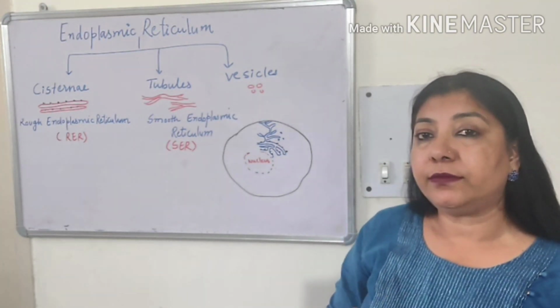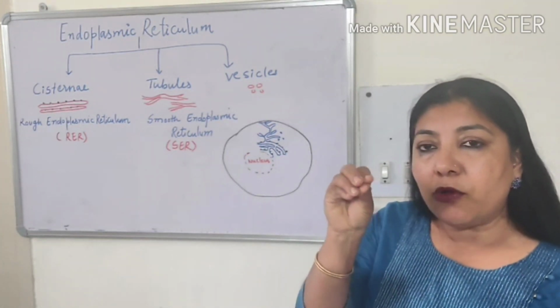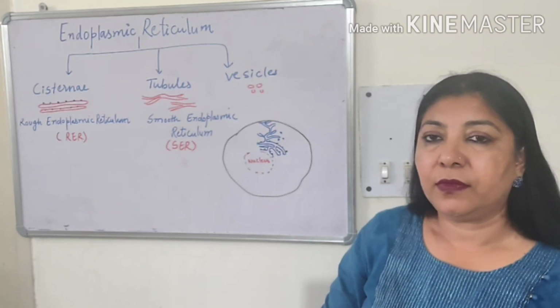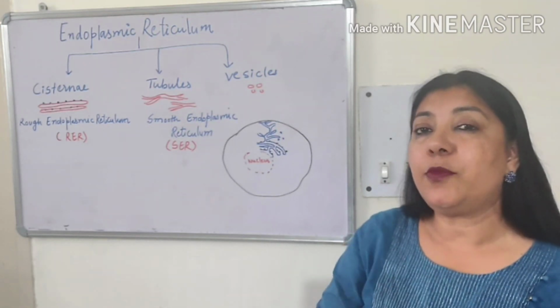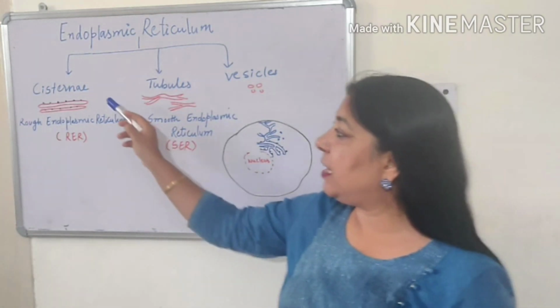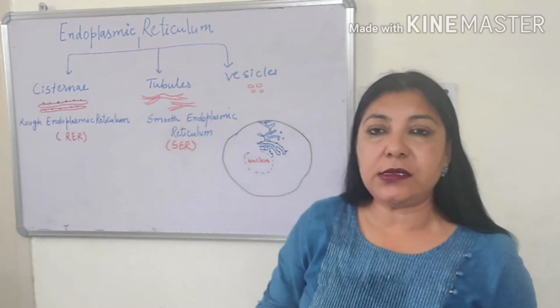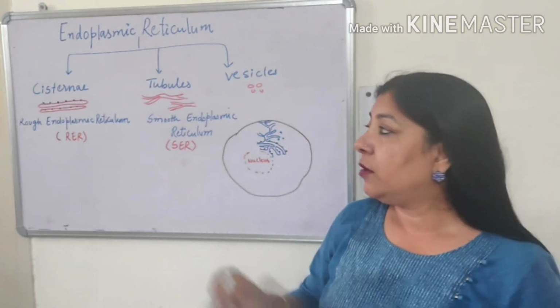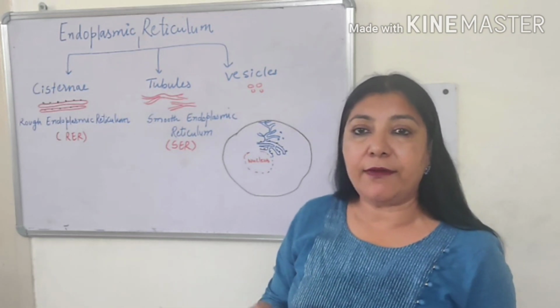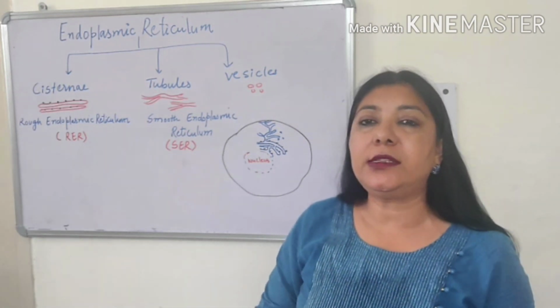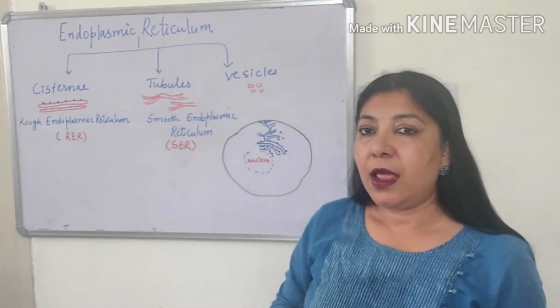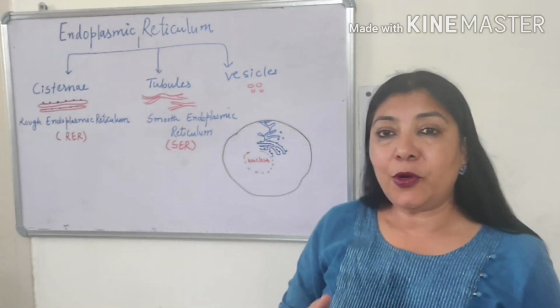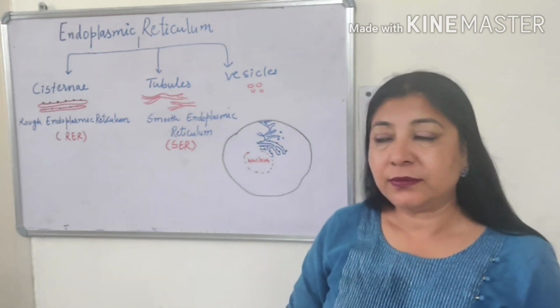Cisternae generally have small outgrowths on them. These are ribosomes. You can see these black colored granular parts. These are ribosomes. So generally cisternae will have the ribosomes on their surfaces. And ribosomes are the protein factories.